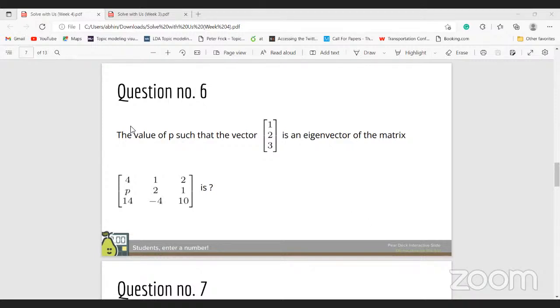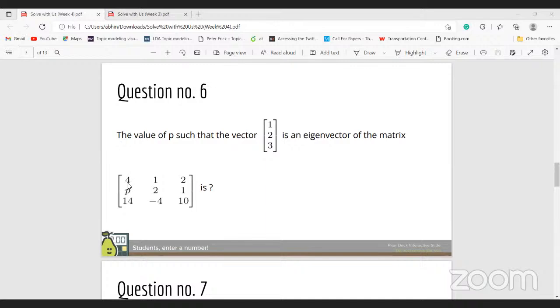Okay, I got one answer. Answer 17 from Ayush. Ayush, can you unmute yourself? Yes, sir. What is the approach? Sir, I did Ax equals lambda x. Ax equal to lambda x. Okay. Correct.